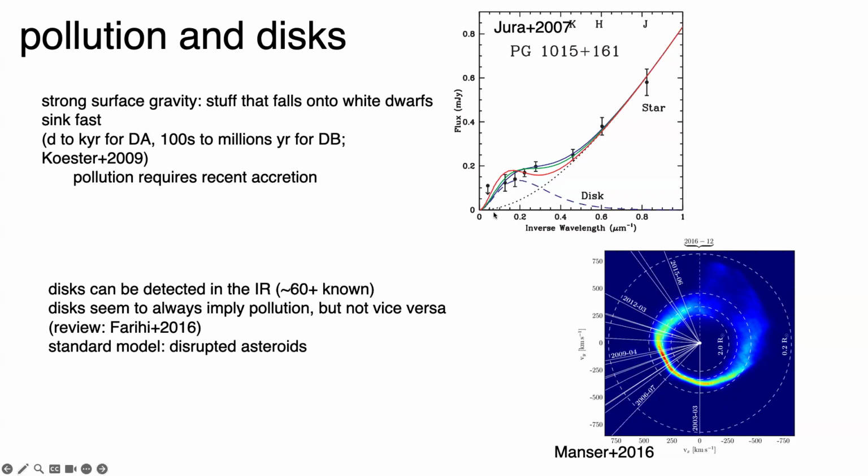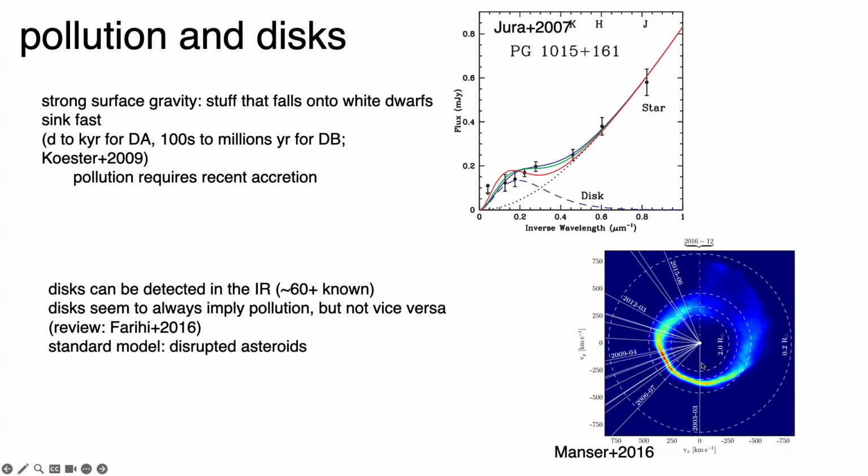And if a white dwarf has a disk, that usually means that it's also polluted, but not vice versa. So some white dwarfs that are polluted don't have disks. And it's claimed by this review that disrupted asteroids are probably the reason why this happens most of the time.